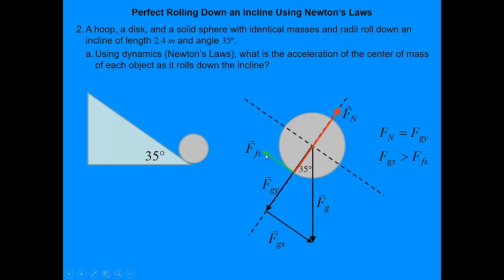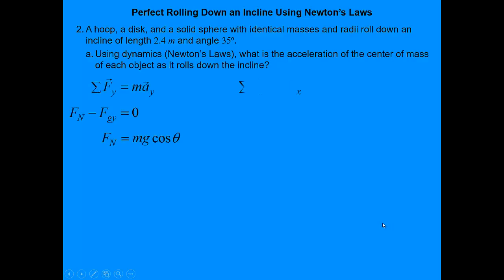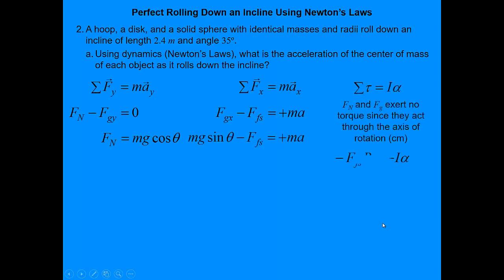So the force of static friction is perpendicular to the lever arm, which would be the radius here. So we get negative force of static friction times the radius equals negative I alpha. Be careful with the fonts I'm using. These are A's. That's an alpha.